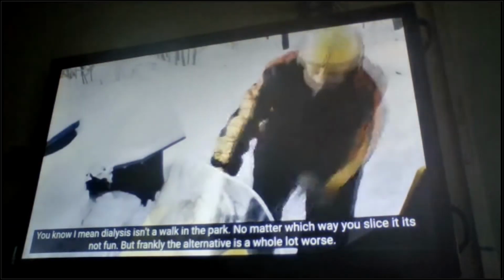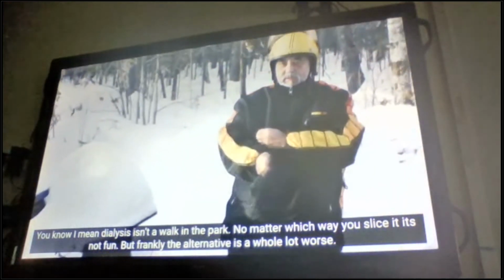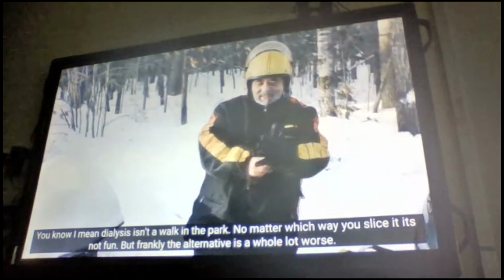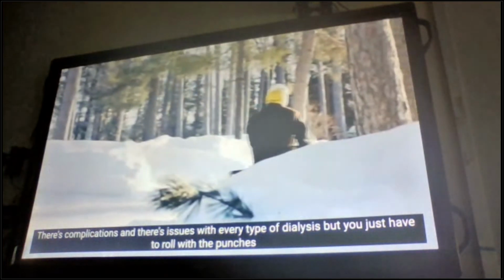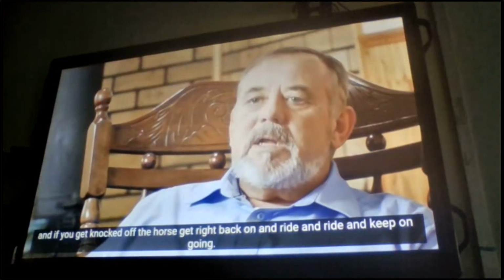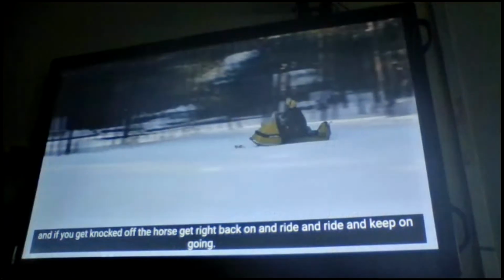You know, I mean, dialysis isn't a walk in the park. No matter which way you slice it, it's not fun. But frankly, the alternative is a whole lot worse. There's complications and there's issues with every type of dialysis, but you just have to roll with the punches. And if you get knocked off the horse, get right back on and ride and keep on going.